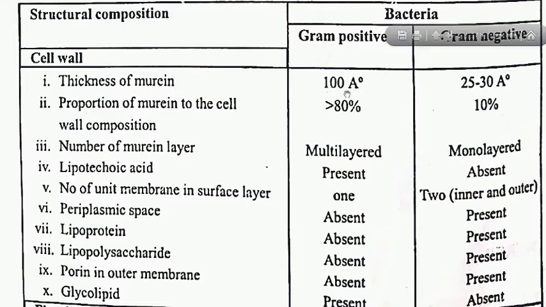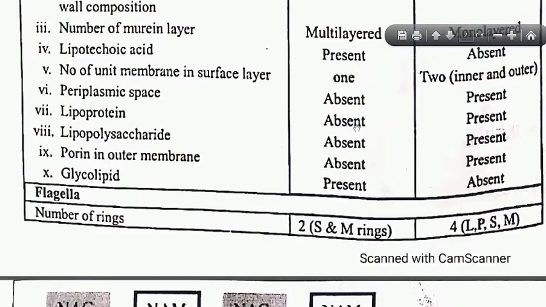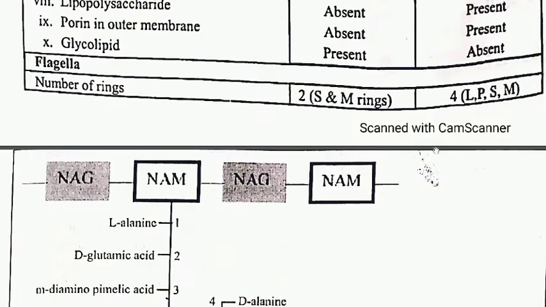Lipoteichoic acid is present in gram positive, but absent in gram negative. The number of unit membranes in the surface layer is 1 here, and 2 here, inner and outer. Periplasmic space, lipoprotein, lipopolysaccharide, and porin in the outer membrane are absent in gram positive but present in gram negative. Glycolipid is present in gram positive and absent in gram negative. The number of rings is 2 in gram positive and 4 in gram negative.